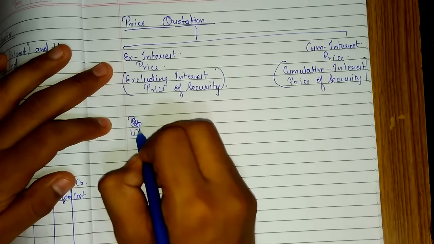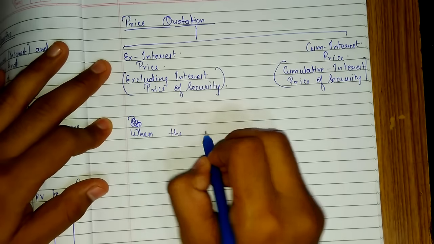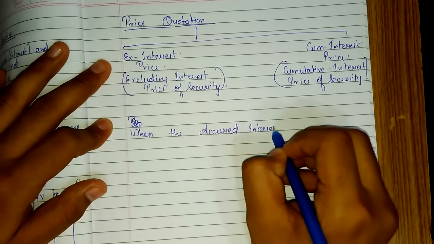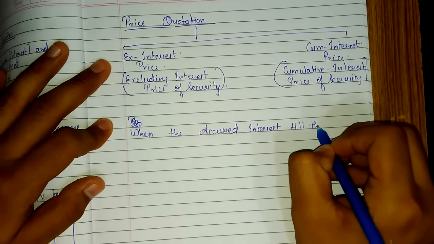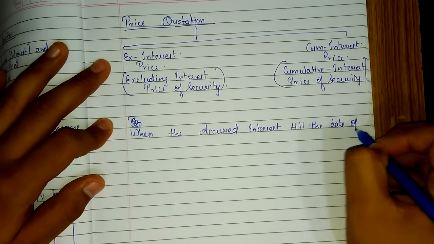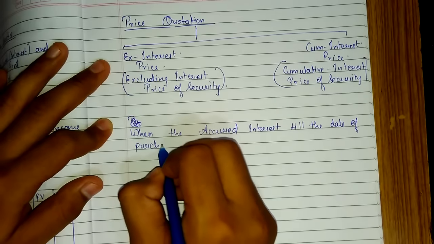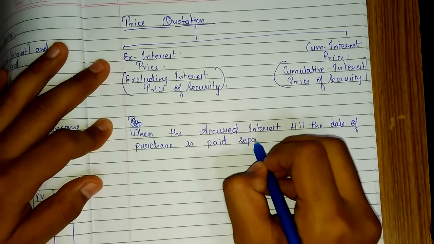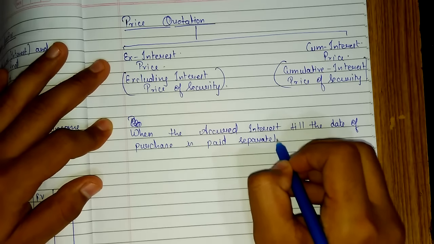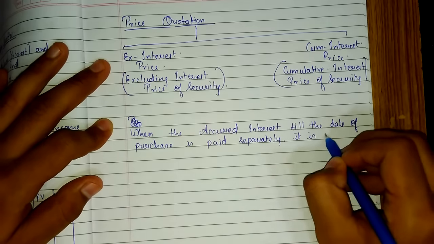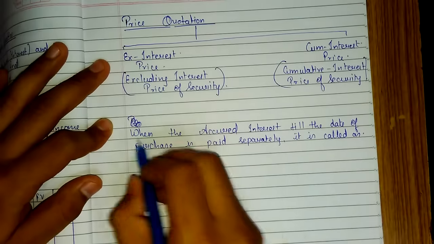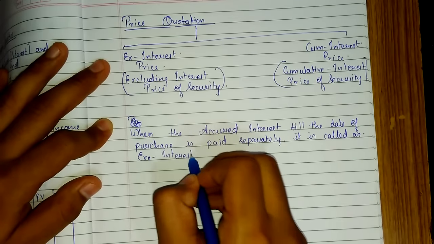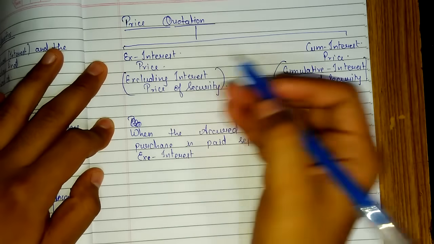Wait. When the accrued interest till the date of purchase is paid separately, it is called ex interest price. So now you are understanding what excluding interest price means.